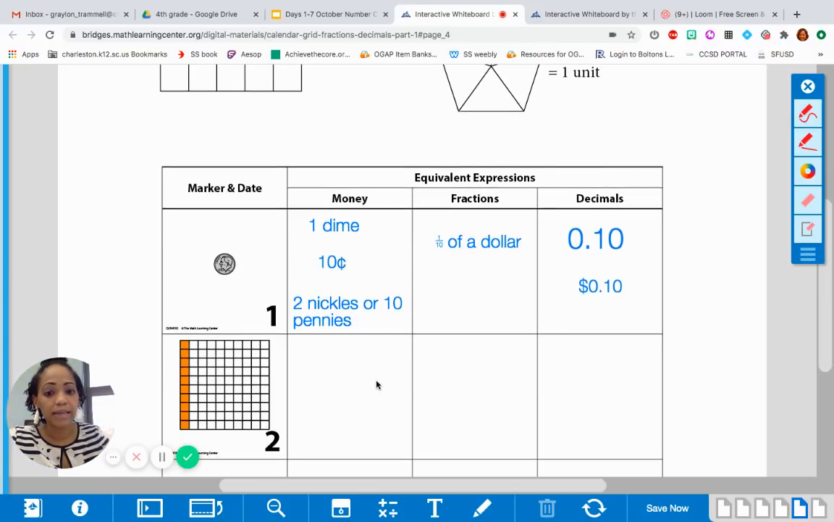What might we add here? What are some equivalent names for what we're seeing on today's marker? All right. You thinking we can't fill in the money section? Okay, we'll come back to that. Let's start with fractions. How might I write this as a fraction?